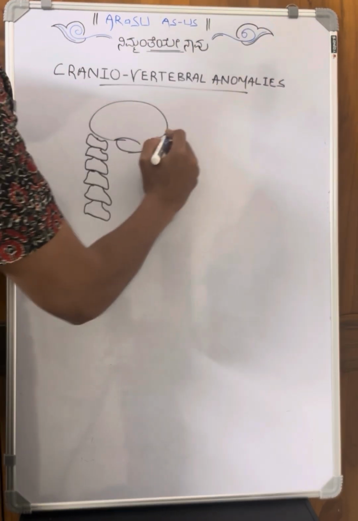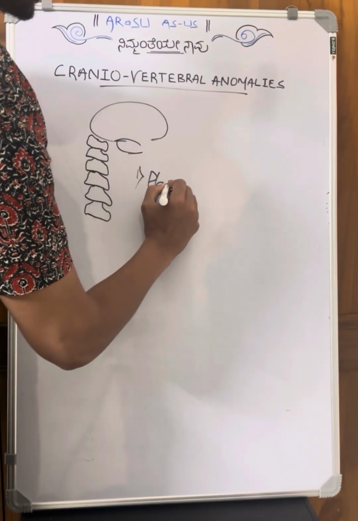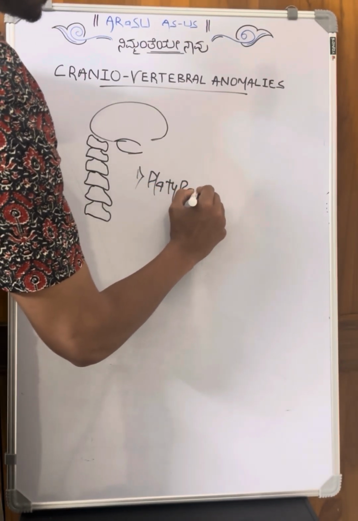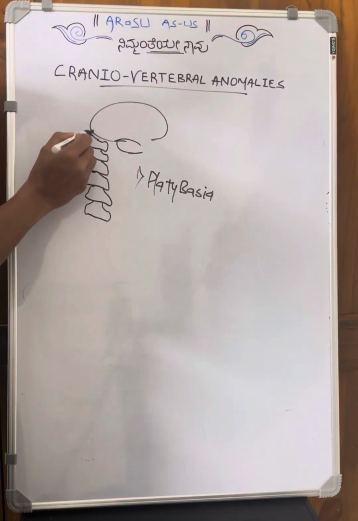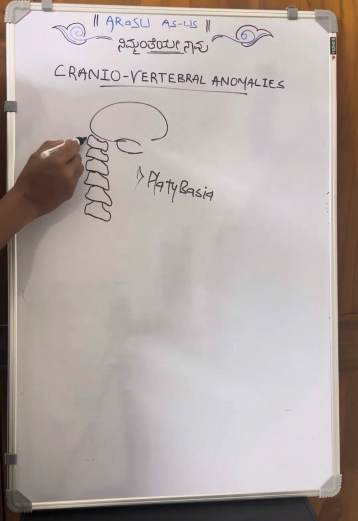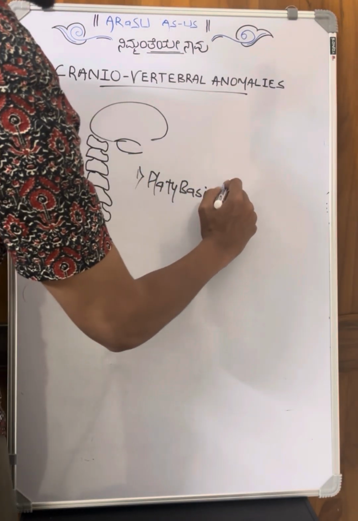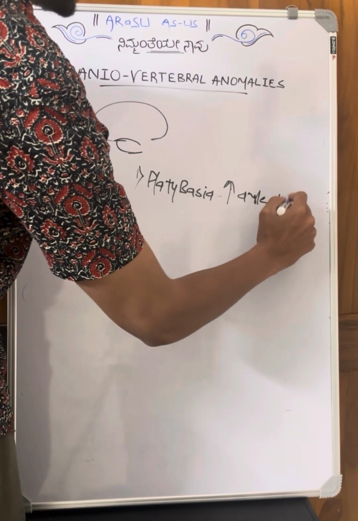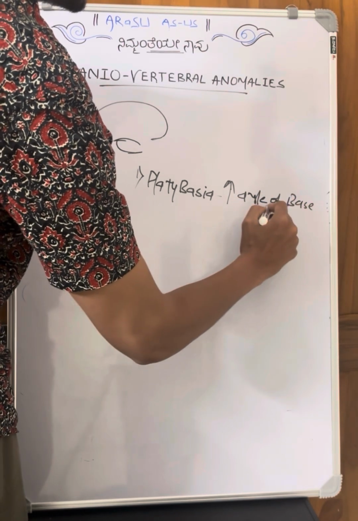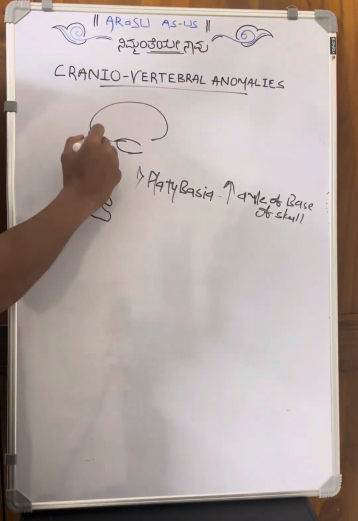So the first one we call platybasia. What happens here is there will be an angulation between the cranium and the vertebra. This angulation will be increased, so there is an increase in the angle of the base of the skull mainly. So this is the first one.